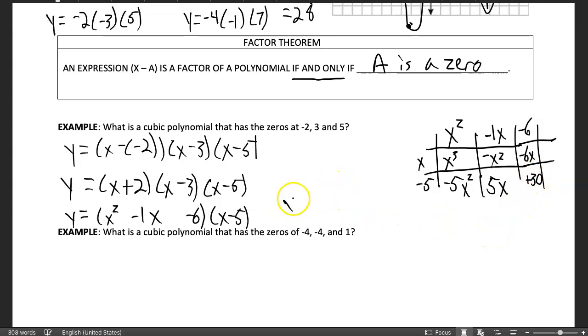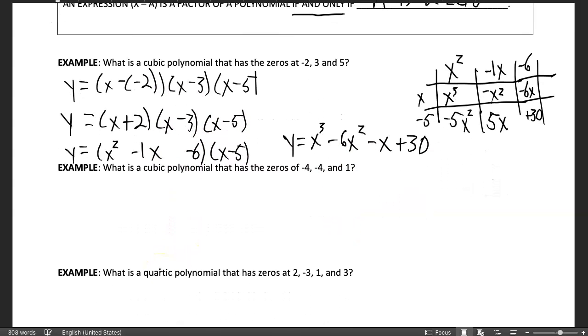So now we can solve for this. We can say y is going to be equal to x cubed. Let's combine our x squared. So we have negative 5 and negative 1. We'll have minus 6x squared. What about for our normal x's? We have negative 6 and 5 of those. So that'll be minus x plus 30. And this will be our answer to this problem. Go ahead and try one for yourselves.